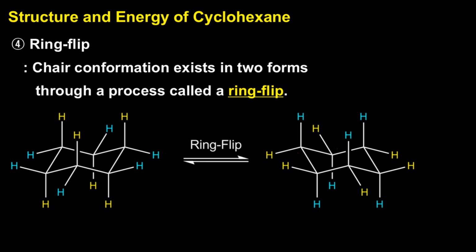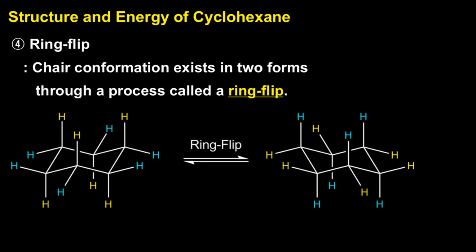Now, during a ring flip, there are two important things to remember. First, the up and down positions don't change. If a hydrogen or substituent starts in the up position, it stays up. If it starts in the down position, it stays down. Second, the axial and equatorial positions switch. Any group that was in an axial position moves to an equatorial one, and vice versa.